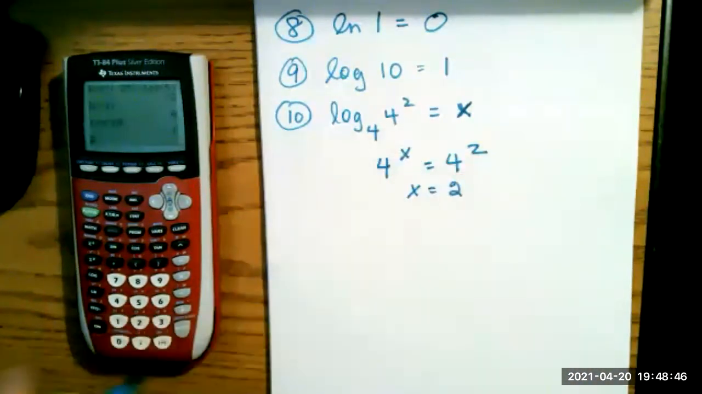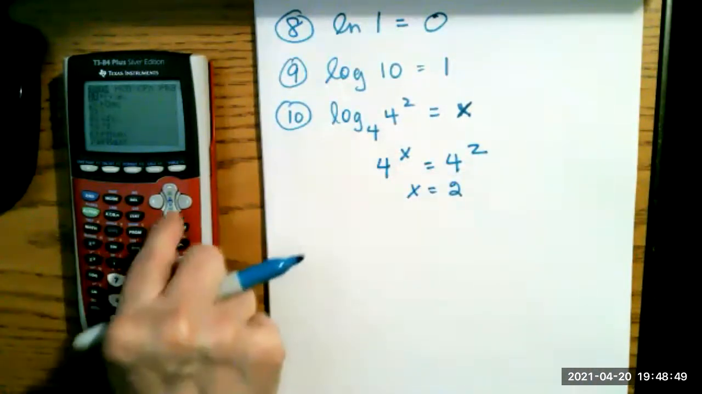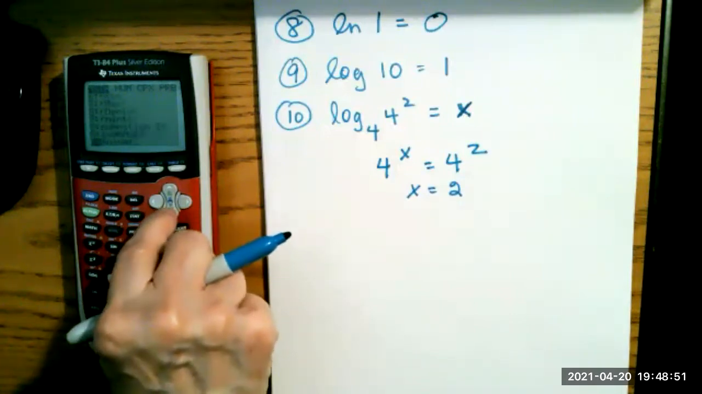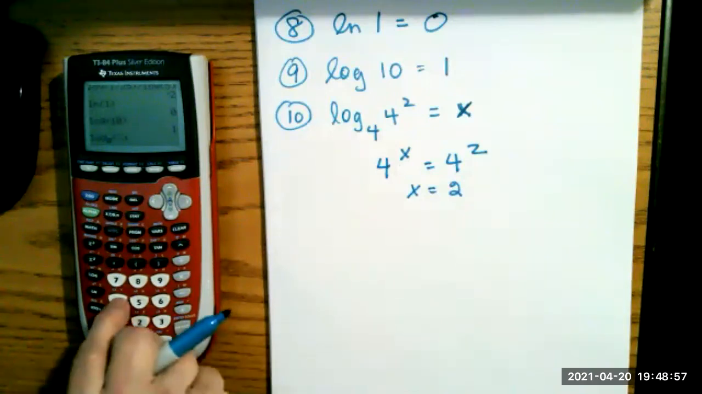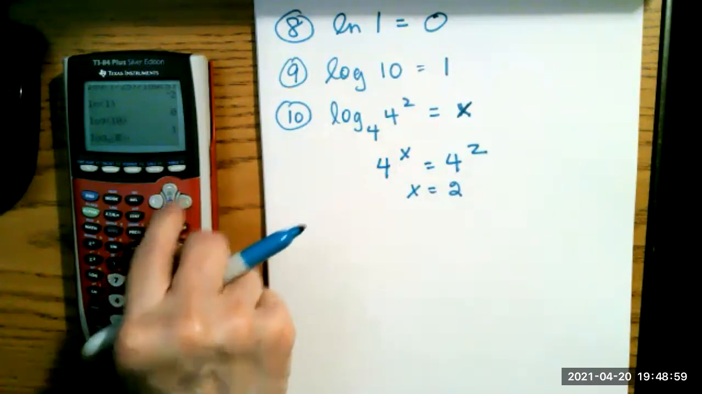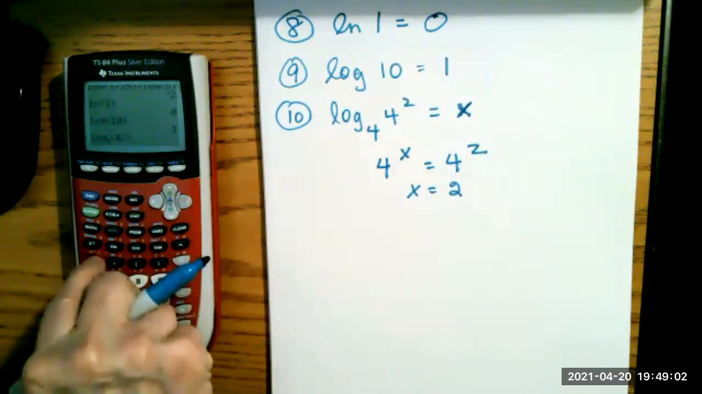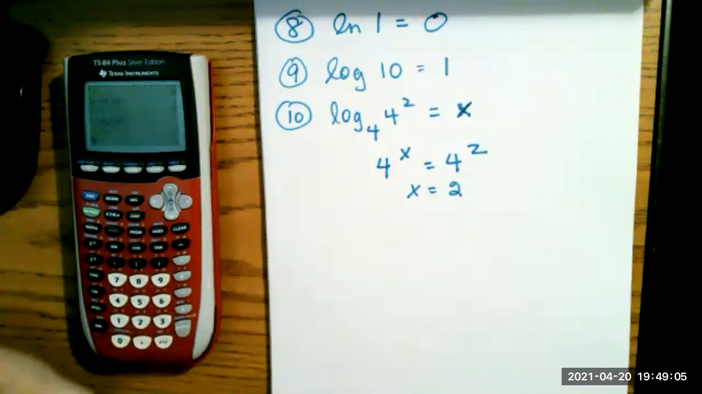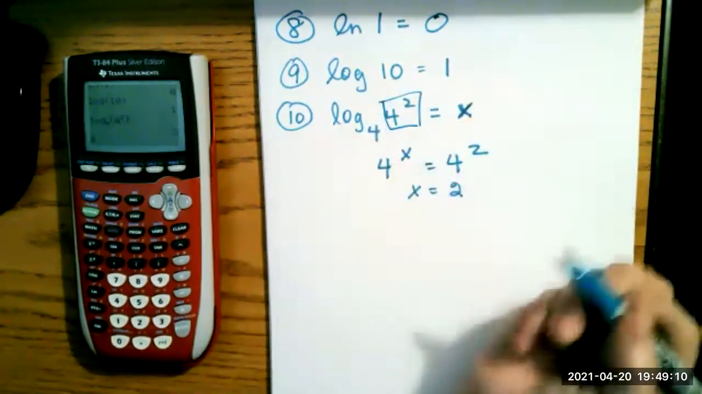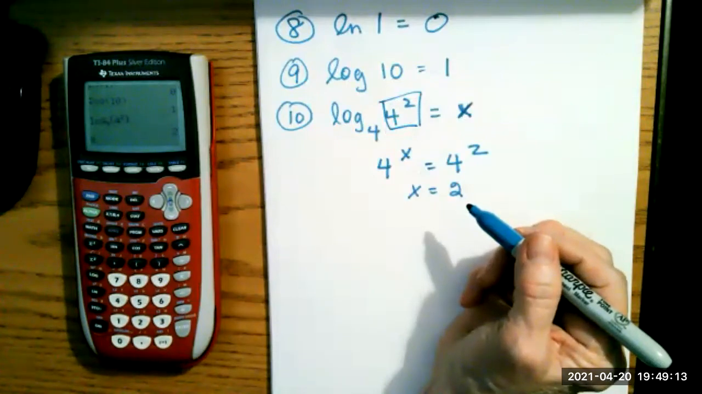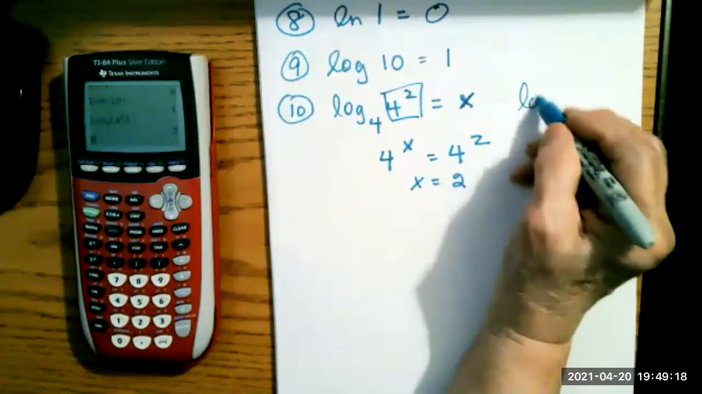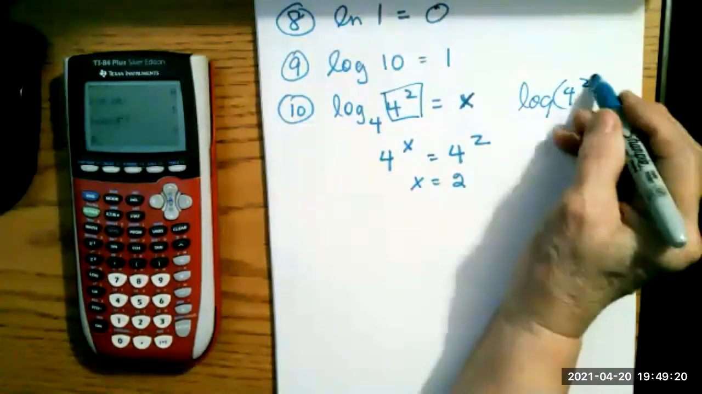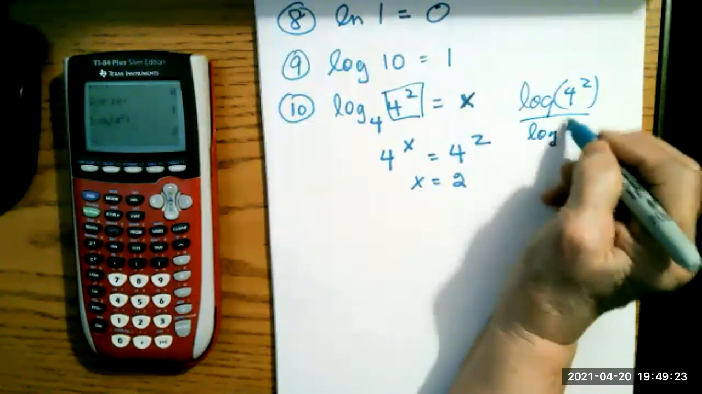Now, if you put this one in the calculator, if you go down to math and put this in, you'll have to put the 4 in the base, and then in the big log number, you'll have to put 4 squared, and then enter, and you'll get the 2. This whole thing counts as the big log number. And if you put it in change of base, you'll have to do log 4 squared divided by log 4.